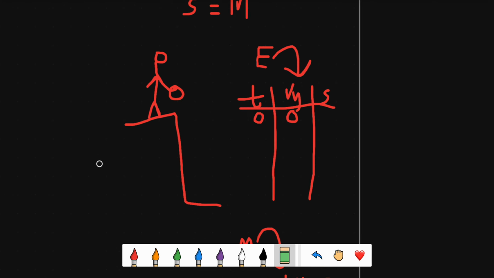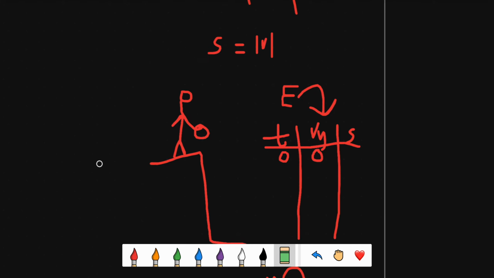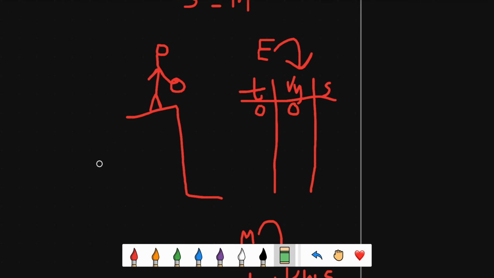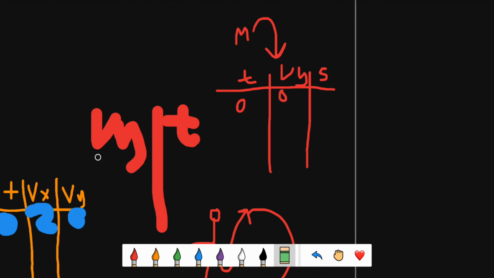And in 3 seconds, what will this be? I think it's like 29.4 meters per second. So that is the part.